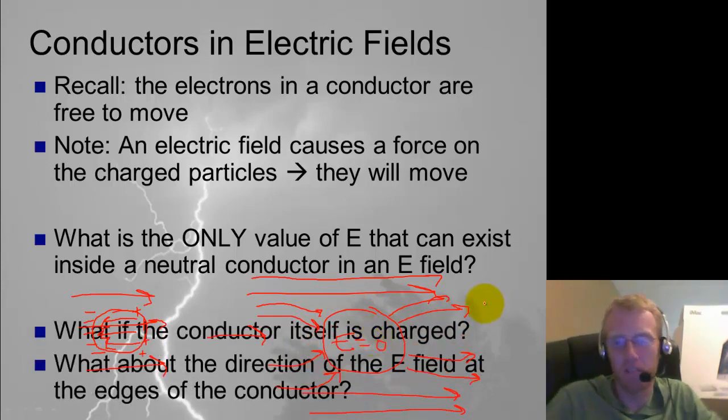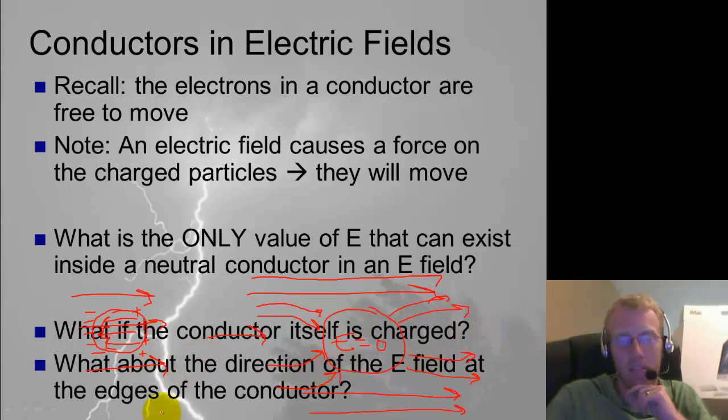What if the conductor itself is charged? What about the direction of the E field at the edges of the conductor? Well, I'll tell you what. If the conductor itself is charged, the inside will still have an electric field of 0, but the electric field outside will be shifted or affected by it. We won't go into the details unless you want to come into office hours.